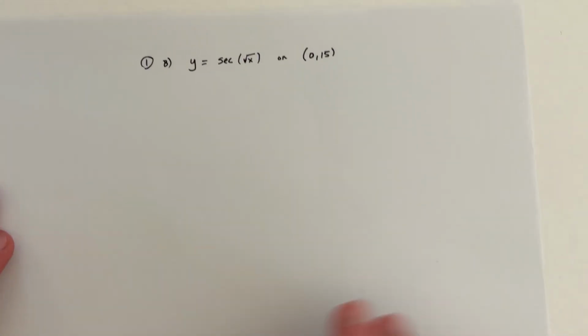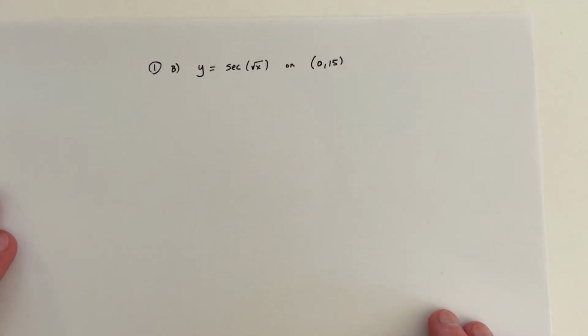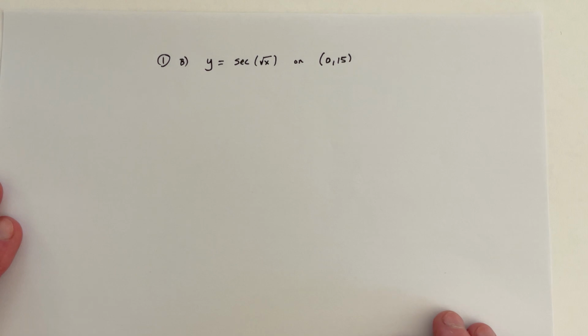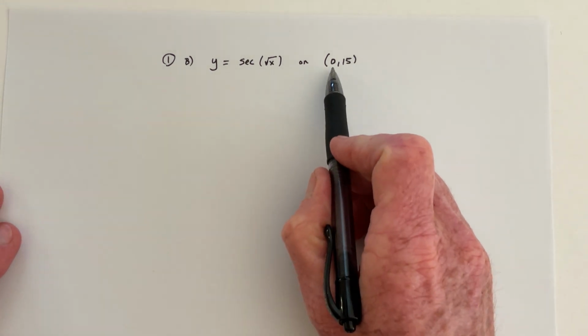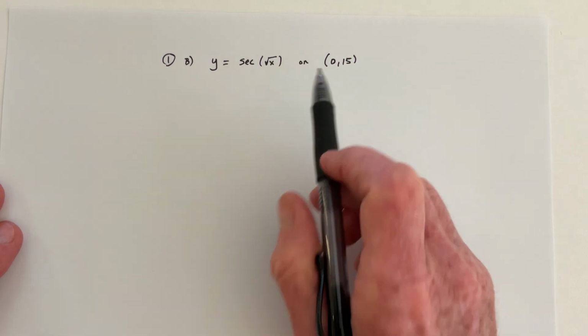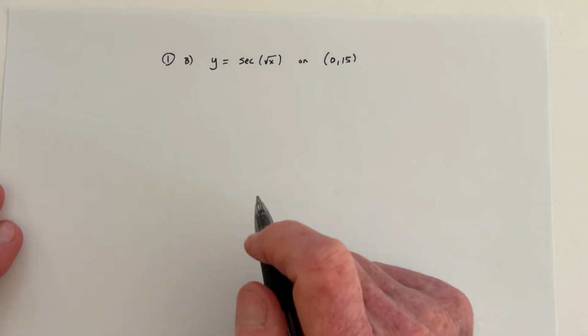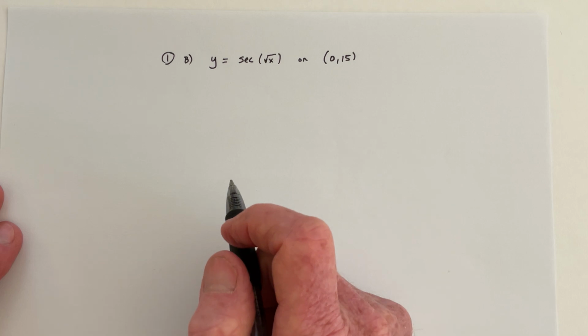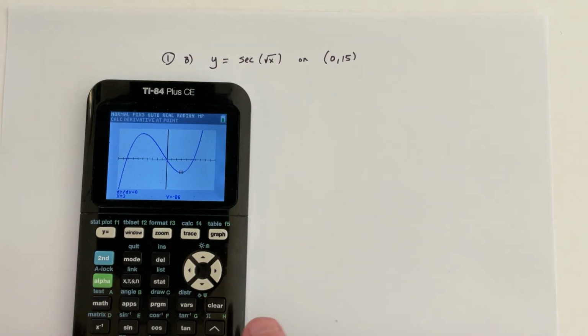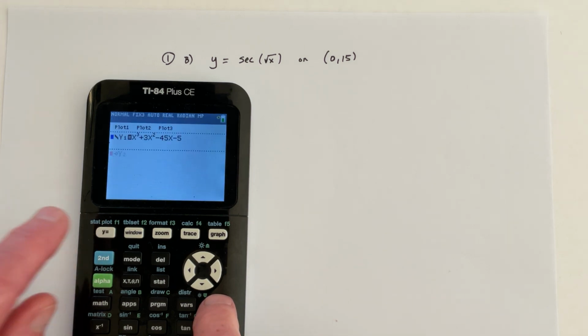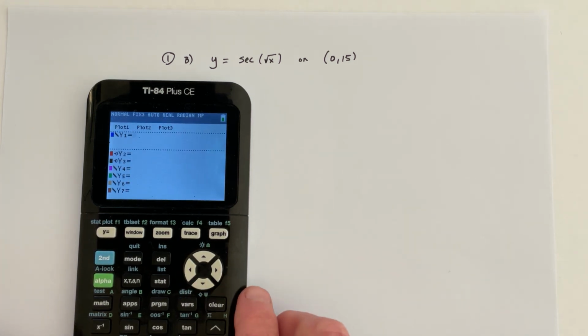Next up, what about something that has some trigonometry? y equals secant of the square root of x, on the interval from 0 to 15. And yes, I did make up this problem myself. So sometimes I do the graphing at the beginning, sometimes at the end. Sometimes I trust my answer completely and I don't even graph it because I feel confident.